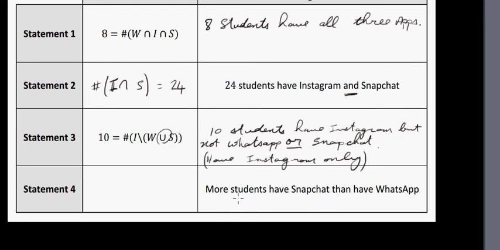Okay, and the last one, more students have Snapchat than have WhatsApp. Well, that could be written, let's see, the cardinal number of students who have Snapchat would be greater than the cardinal number of the students who have WhatsApp. So you can write it like this. Okay, so that's that question finished.